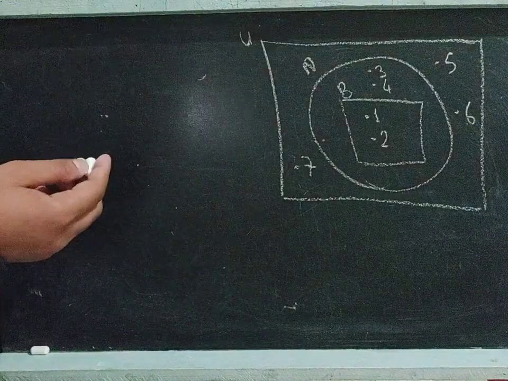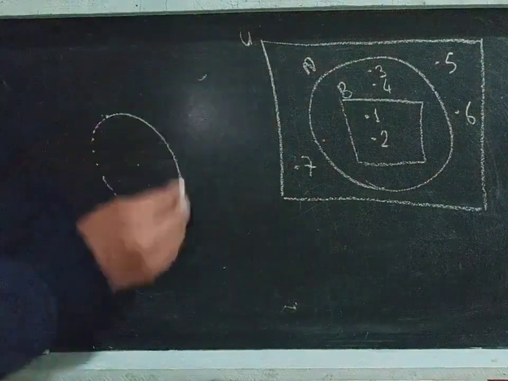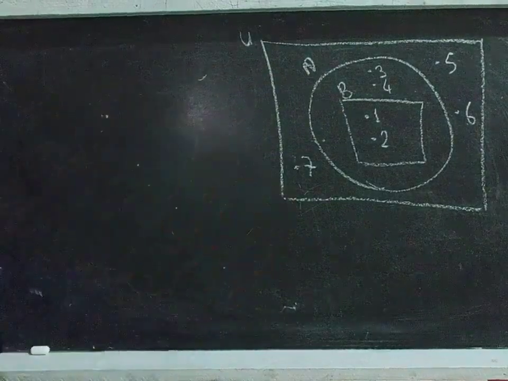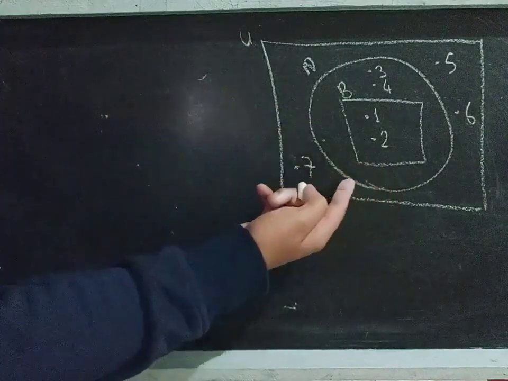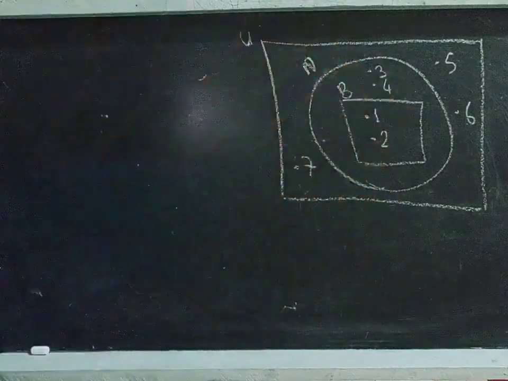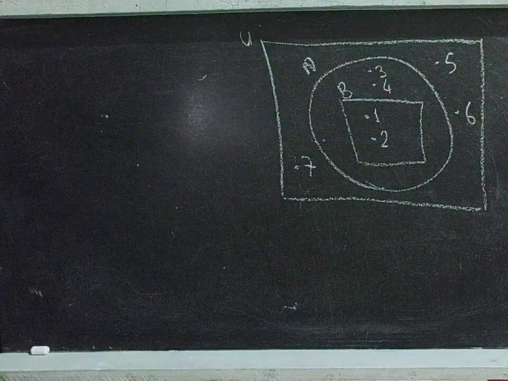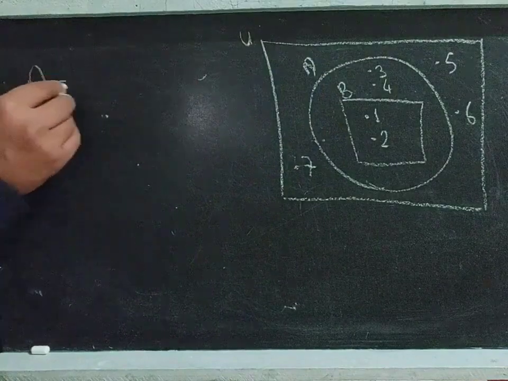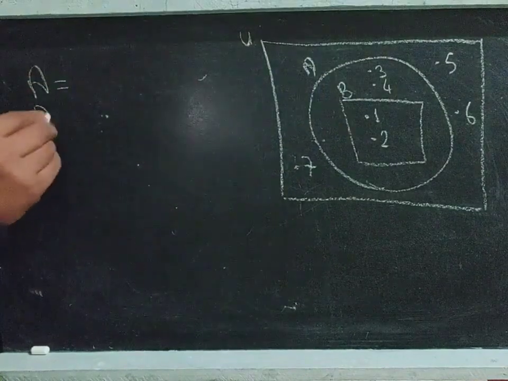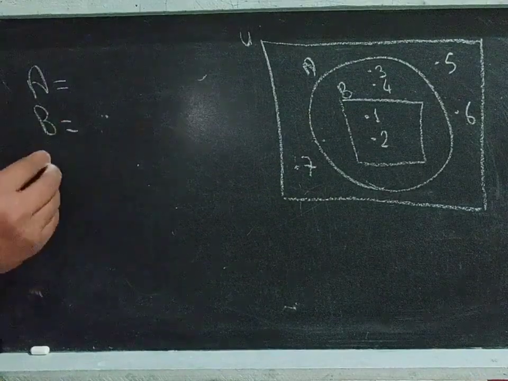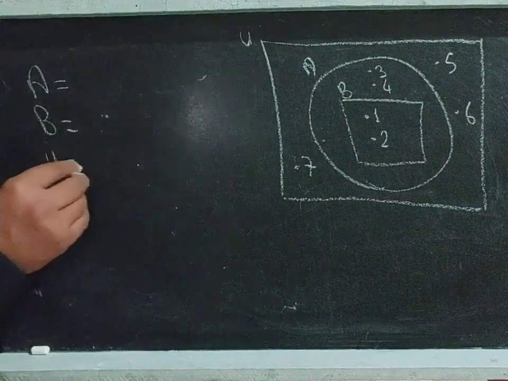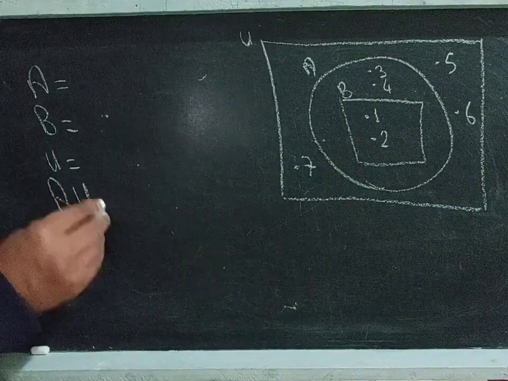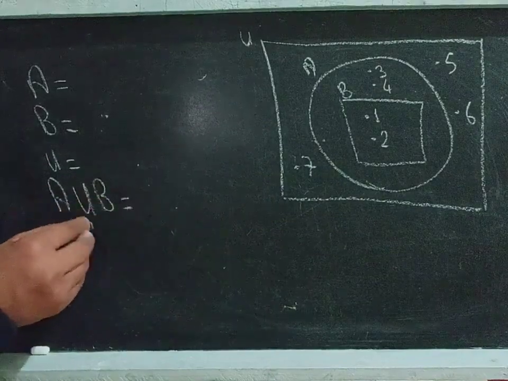So intersected sets don't need to be like this. It can be something like that too. See, one set is inside another set. So they can be something like this too. Now, let's find out the elements of A, elements of B, elements of universal, elements of A or B, which is A union B. Remember, this was or too.